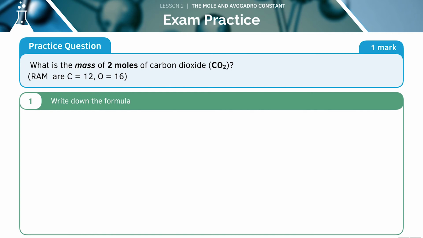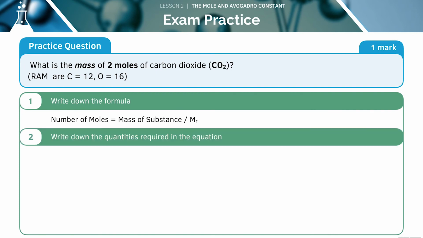Firstly, we need to write out our formula. In this instance, it would be moles equals mass over Mr. Now we will write out the quantities required in the equation. So in this equation, we're not sure what the mass is, so we'll put a question mark.